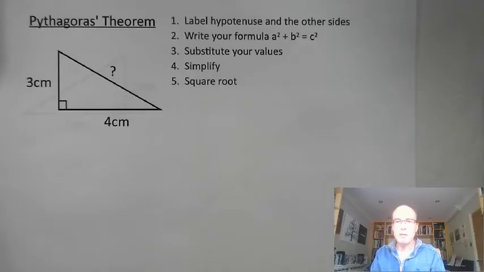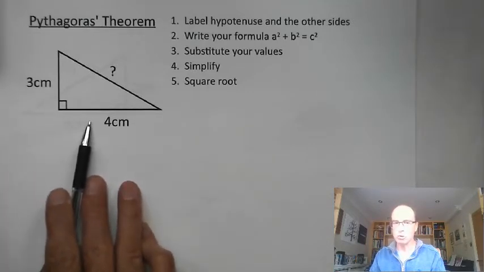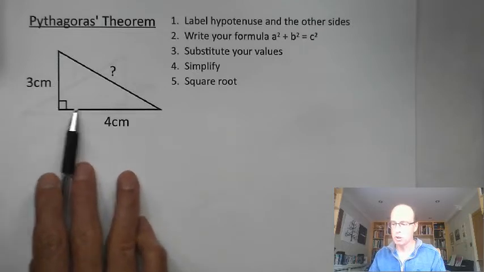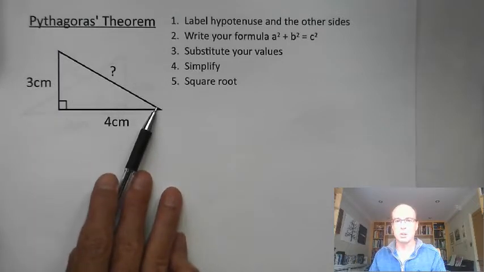In this video we're going to have a look at how we can use Pythagoras' theorem to work out the length of the longest side. So we're going to have an example like this one here where we've been given the lengths of two shorter sides of my right angle triangle. That's a right angle, I've got that in the corner. And we're trying to work out the length of the hypotenuse.